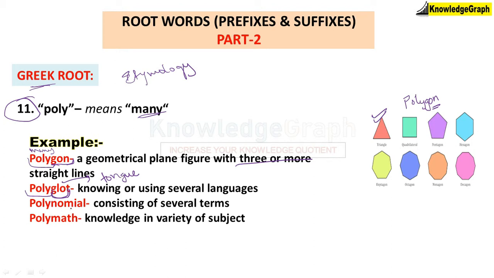Then is polynomial. Poly means many, nomial means several terms. So consisting of several terms. In mathematics we have all the polynomials like ax cube plus x square plus x and so on. So that is like consisting of a lot of terms. So knowledge and variety of subject is called polymath.